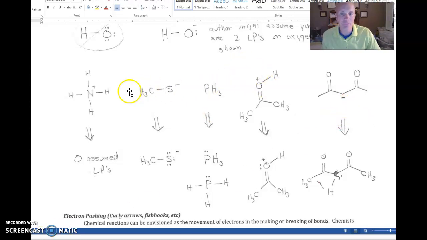All right. So I do want to point out that the most common atoms where you're going to see the assumed electrons are sulfur, nitrogen, phosphorus, and oxygen.